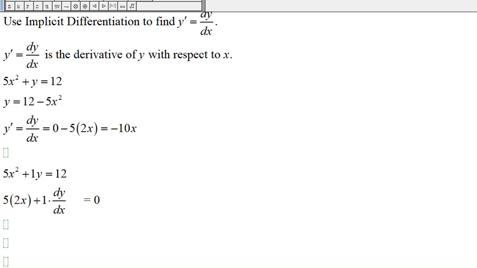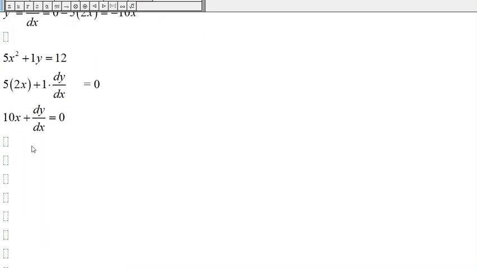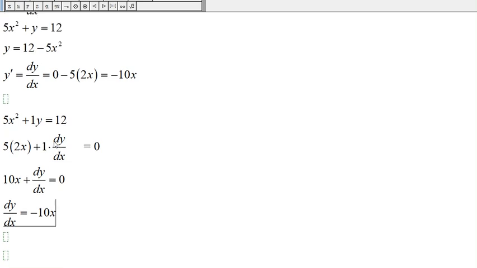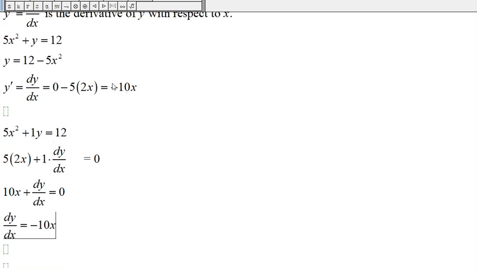And so now we get 10x plus dy/dx equals 0. Then subtract 10x from both sides, and we get dy/dx equals negative 10x, which is the same thing as what we got up here.